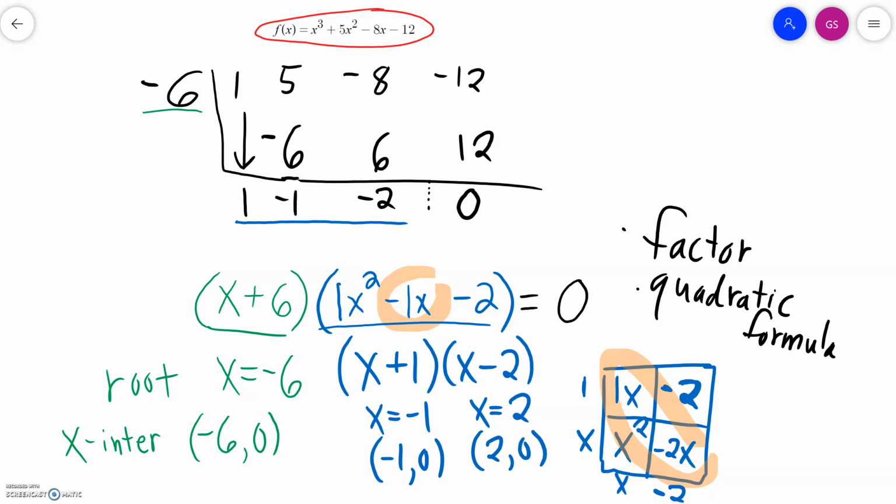and (2, 0). So that's how you can use synthetic division, which is what I'm doing up here. And that gave me this factor and then this other factor. And then I used factoring. I drew the box, and that broke this blue quadratic expression into two factors. And once I had those two factors, it was easy to find the x-intercepts.